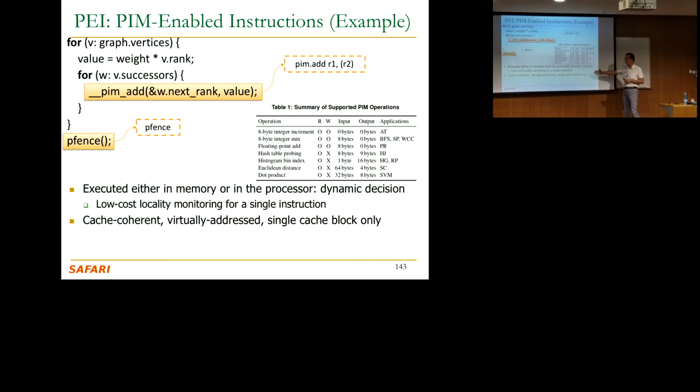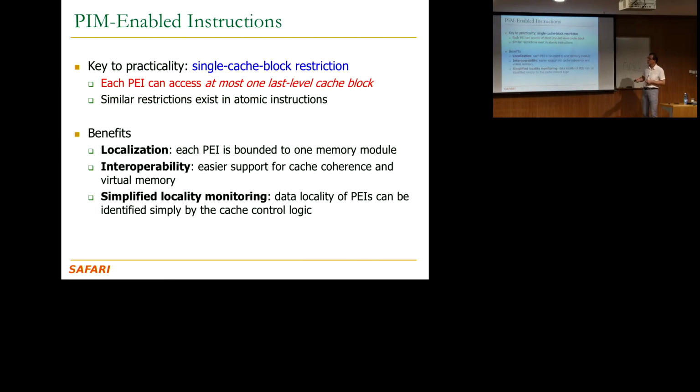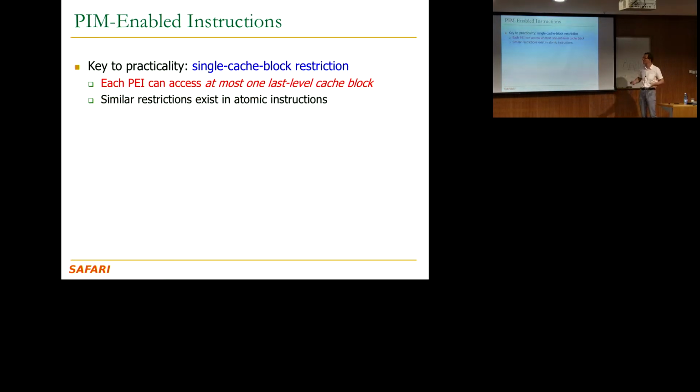And these are cache coherent, virtually addressed, single cache block only, as we said. And it's atomic between different PIM-enabled instructions, but it's not atomic with normal instructions. So you use PFENCE for the ordering. Because you ship it to memory, you need to have some ordering at some point, right? So the key to practicality is this single cache block restriction. Each PIM-enabled instruction can access at most one last-level cache block.